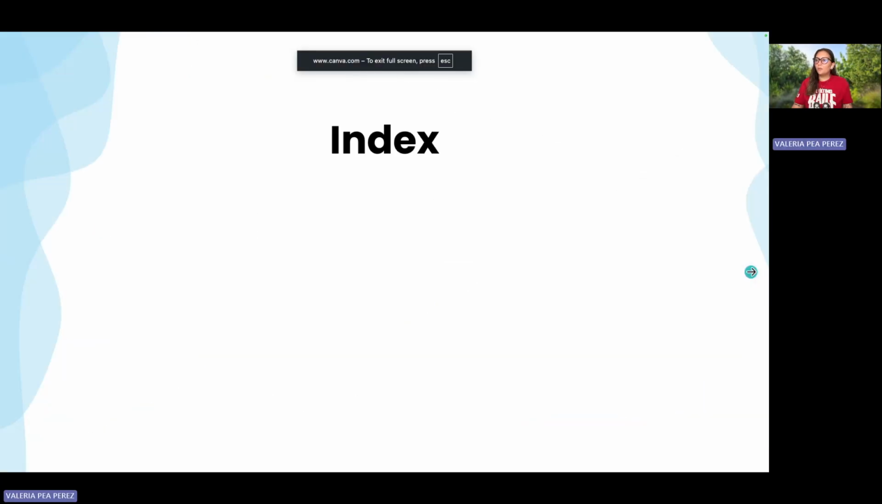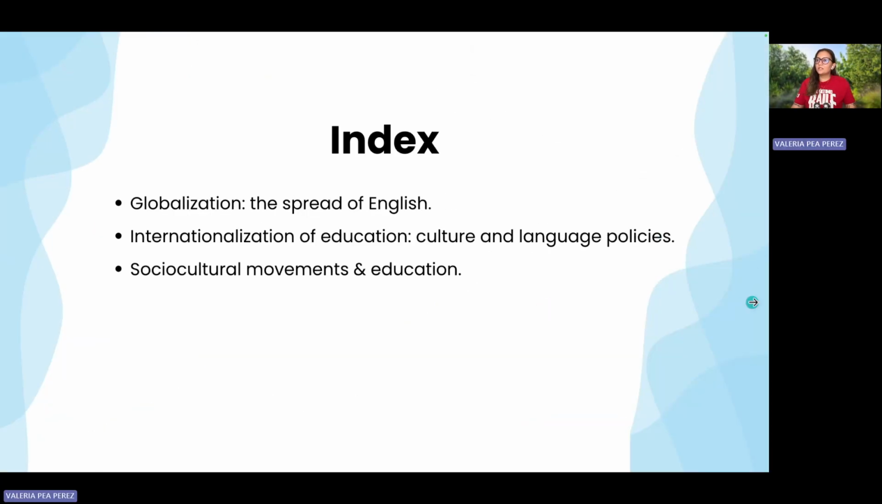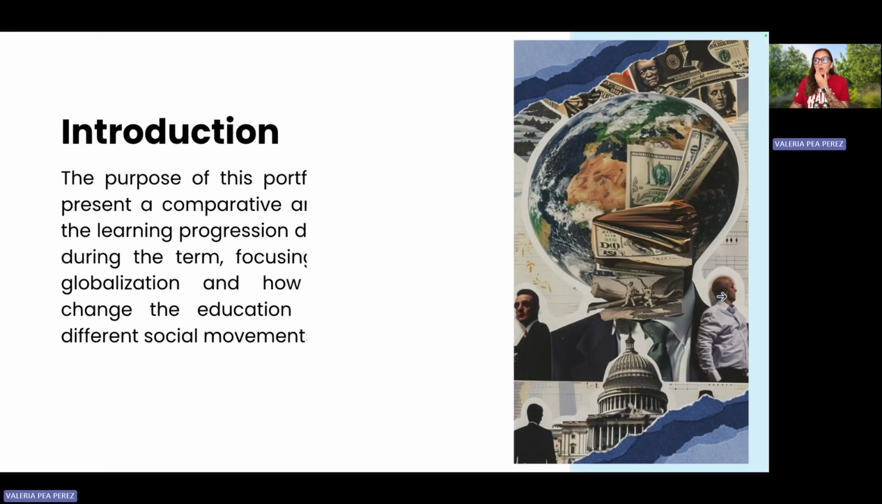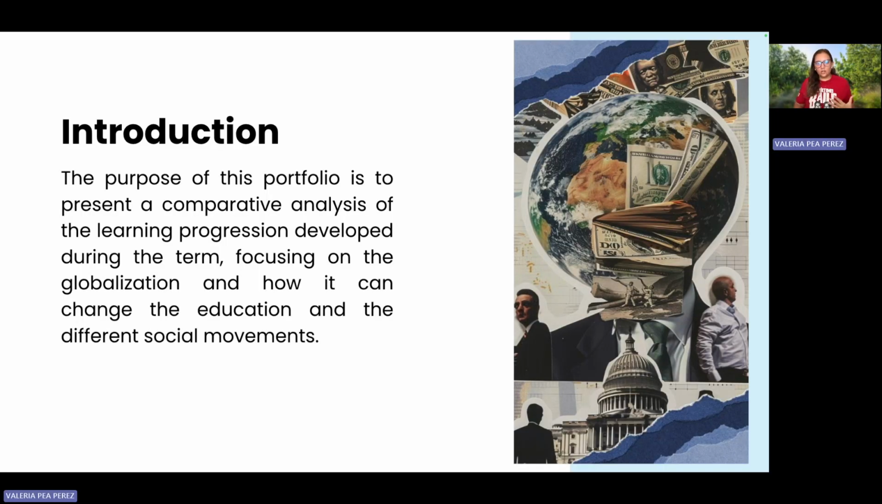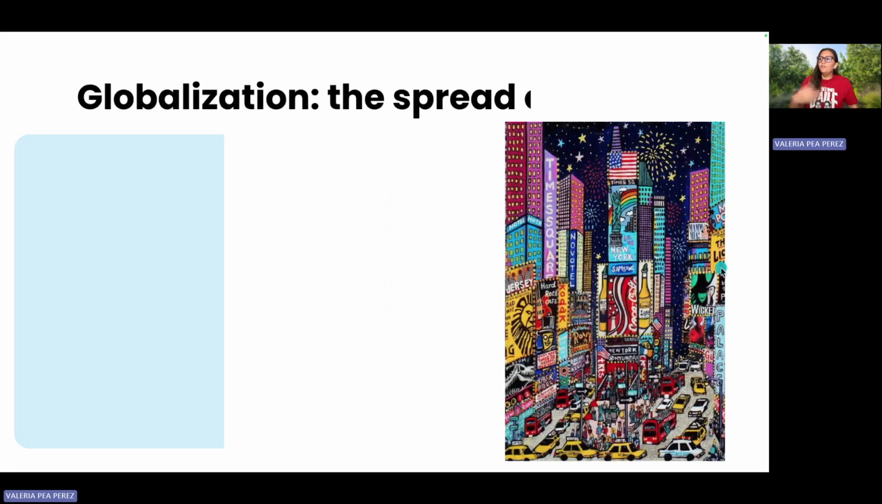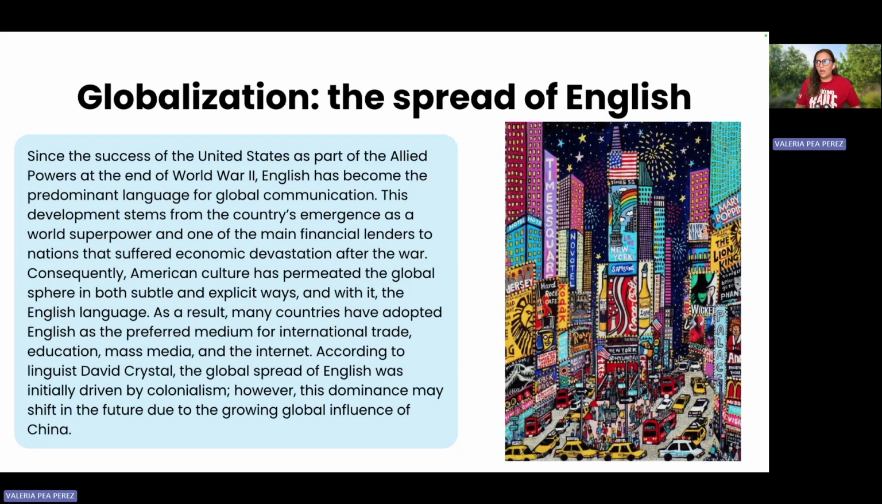So basically, what we're going to talk about during this presentation is globalization, how English spread, internationalization of education and cultural and language policies, and social cultural movements and education. To give a little bit of an introduction, we're going to present a comparative analysis of learning progression developed during the term, focusing on globalization and how it can change education and different social movements. First of all, let's start with globalization and how English actually spread all over the world.